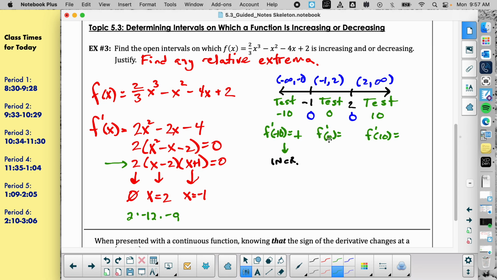Stephen, what did you get? You don't sound super sure there. What should we plug 0 into? Okay, so 0 minus 0 minus 4, that one would be negative 4, so that definitely is a negative answer. Ava? Perfect, that's what it should have been. So we've got increasing, decreasing, increasing.